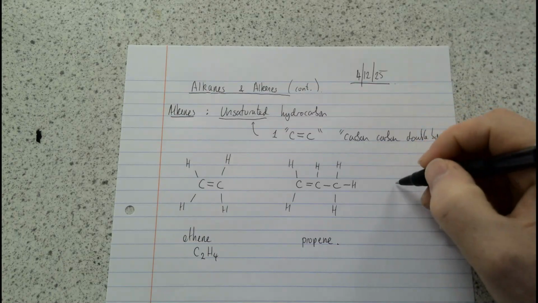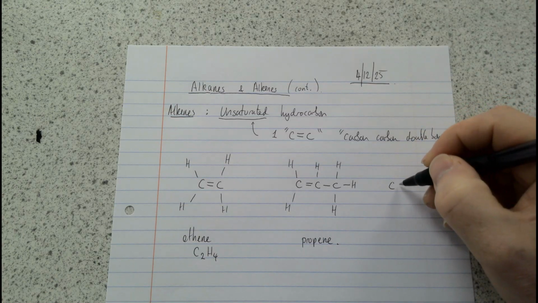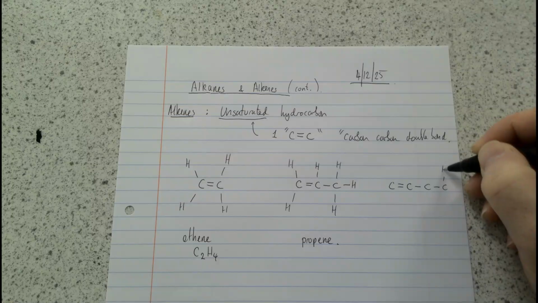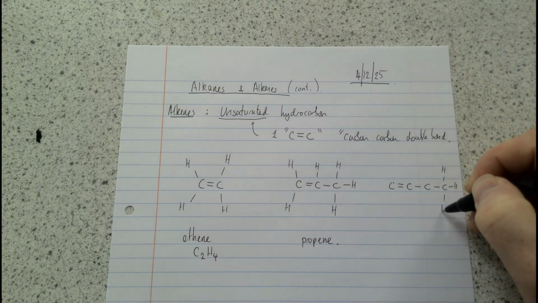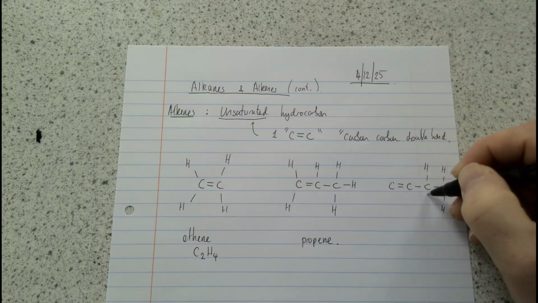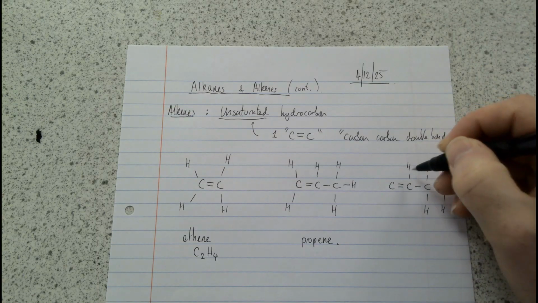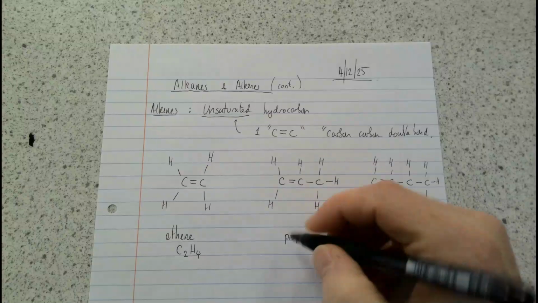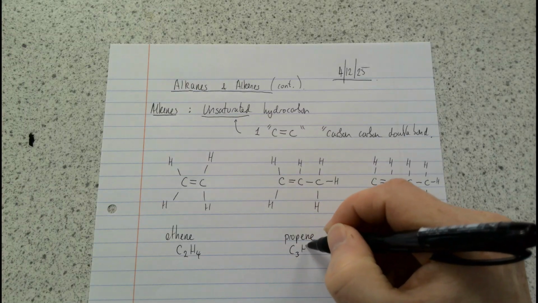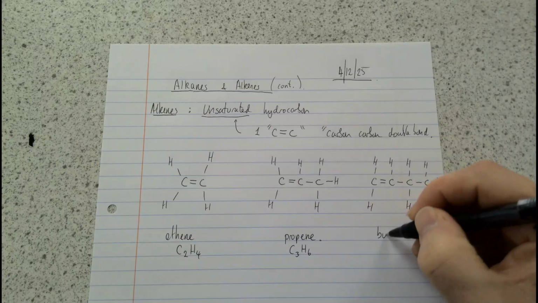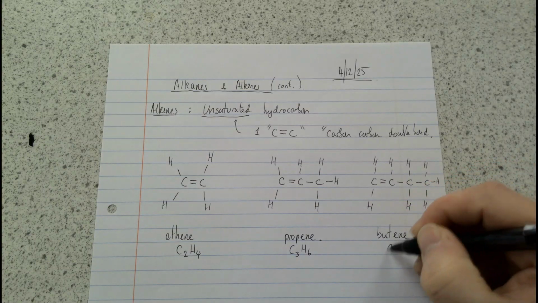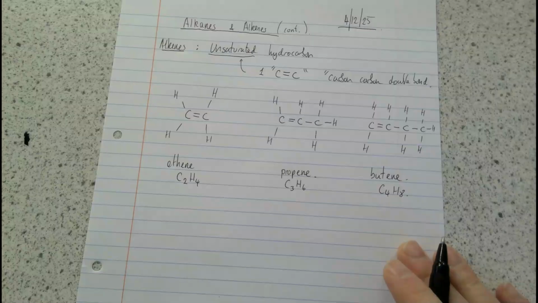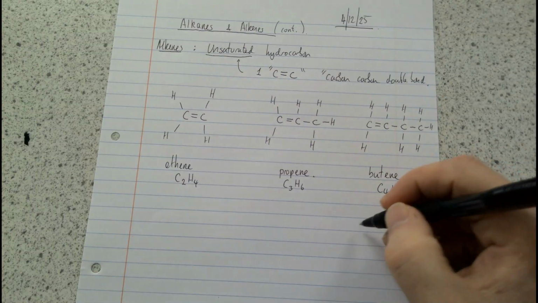But let's draw a couple more. Let's draw a version of butene. And again, we can work out how many hydrogens on each carbon just by counting the number of bonds that each carbon makes really carefully. And I may be pushing beyond what we need to know for GCSE here, but it's a bit of fun.